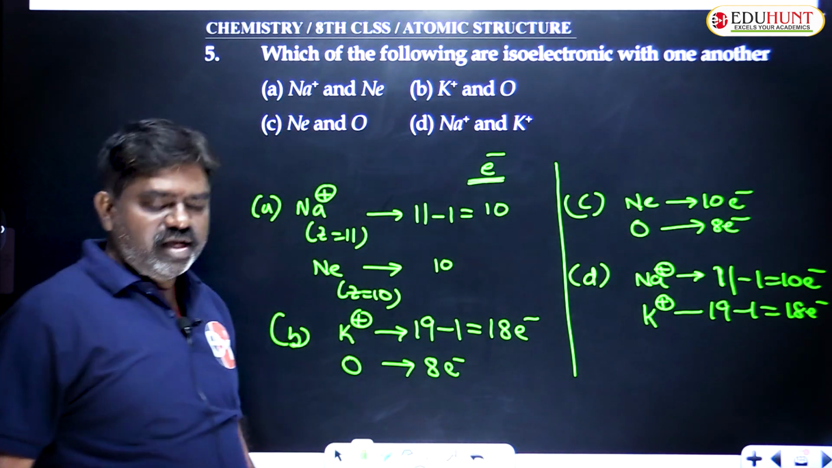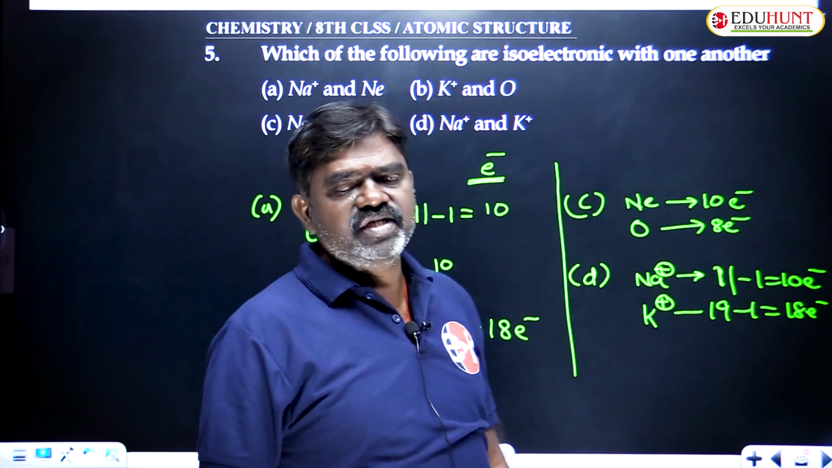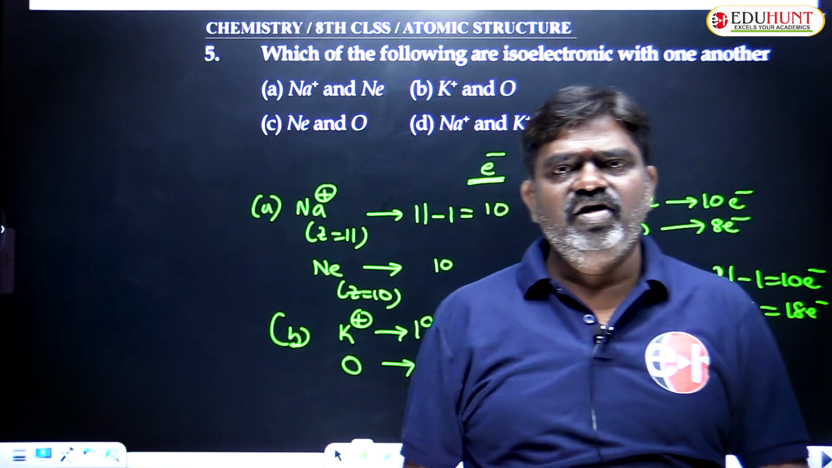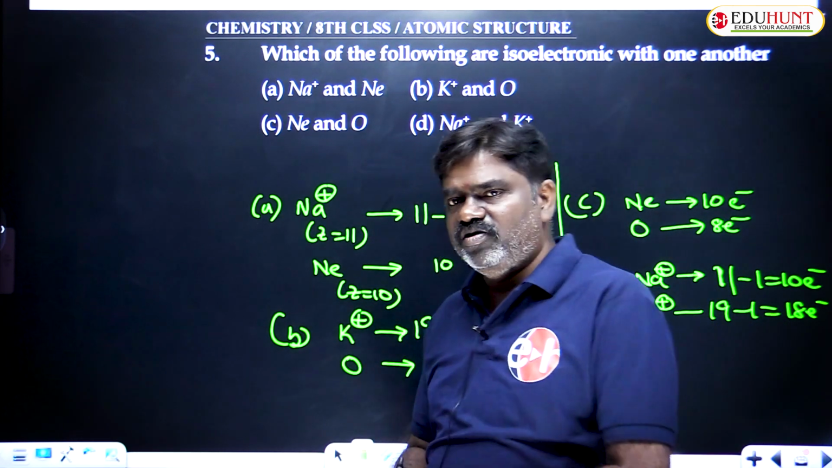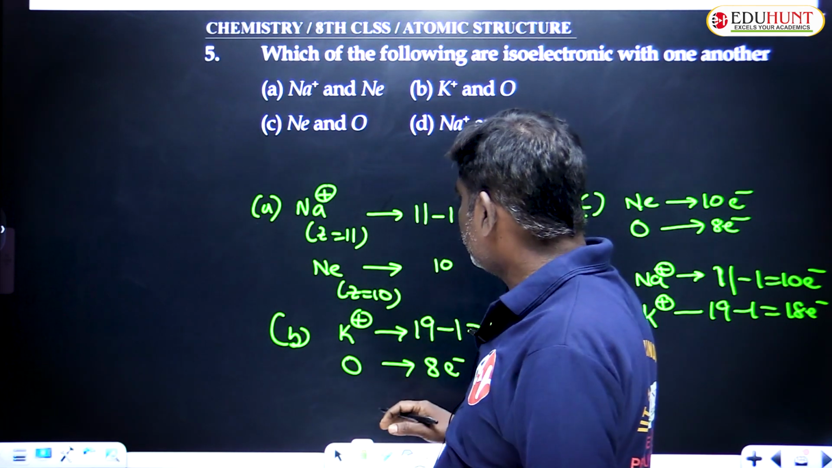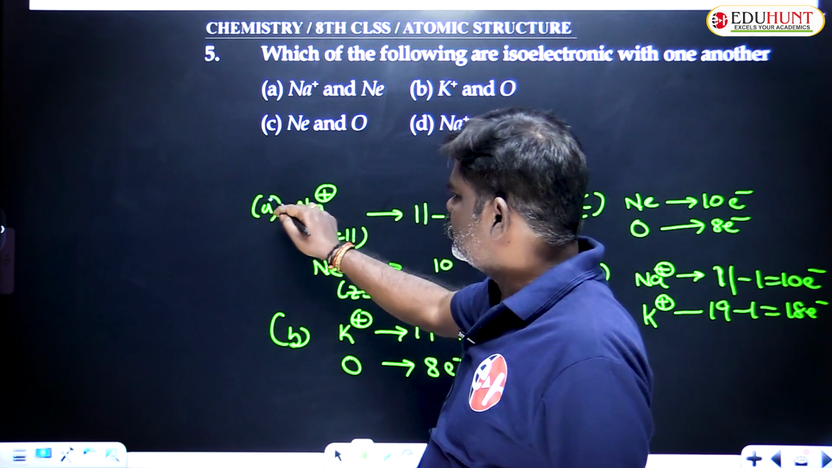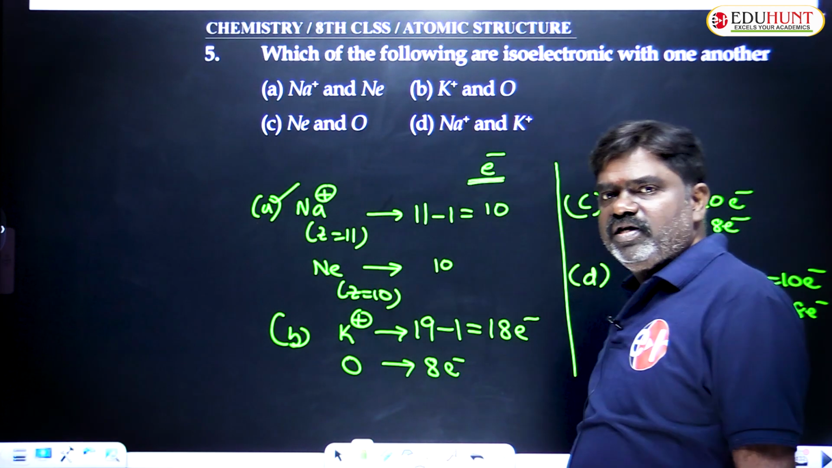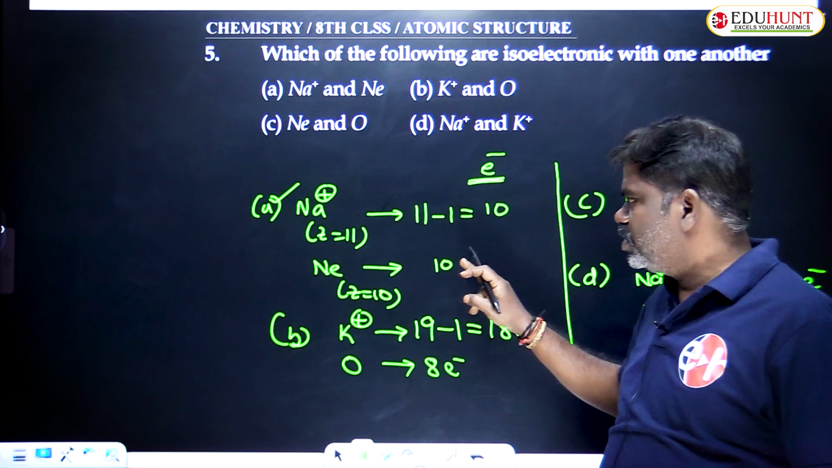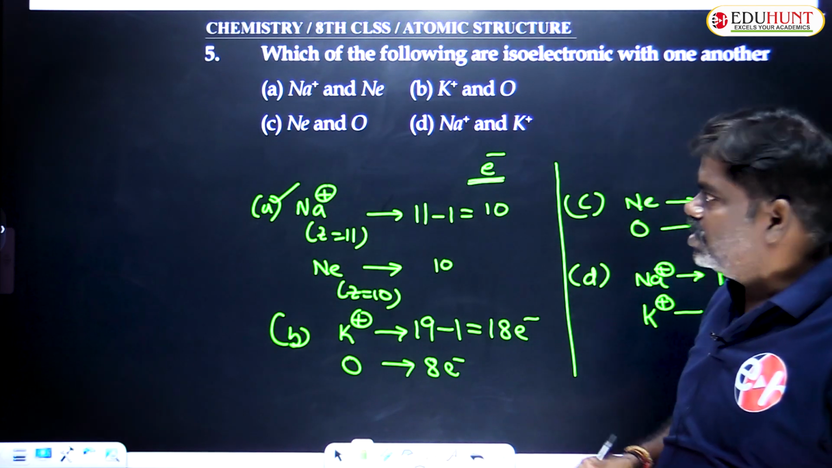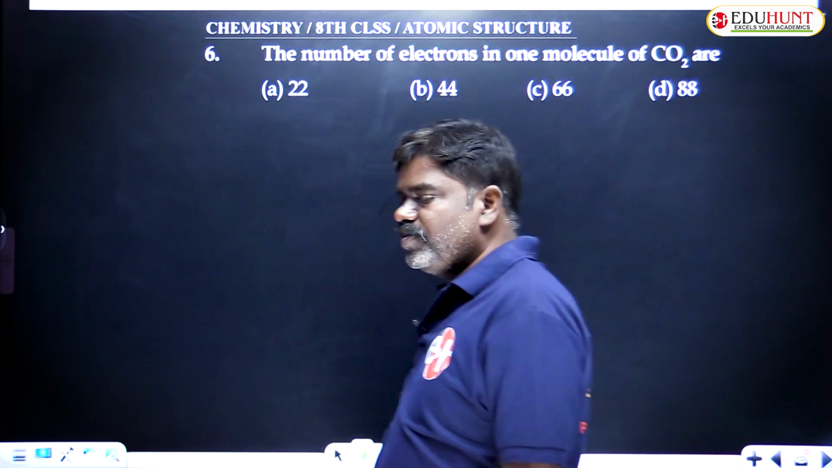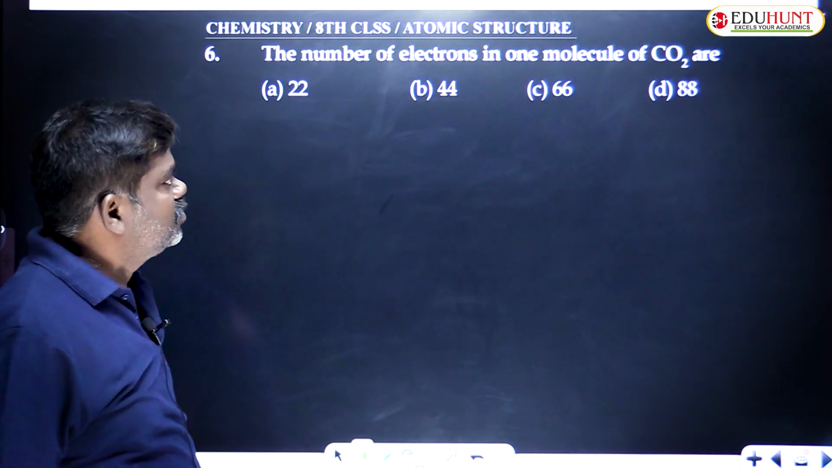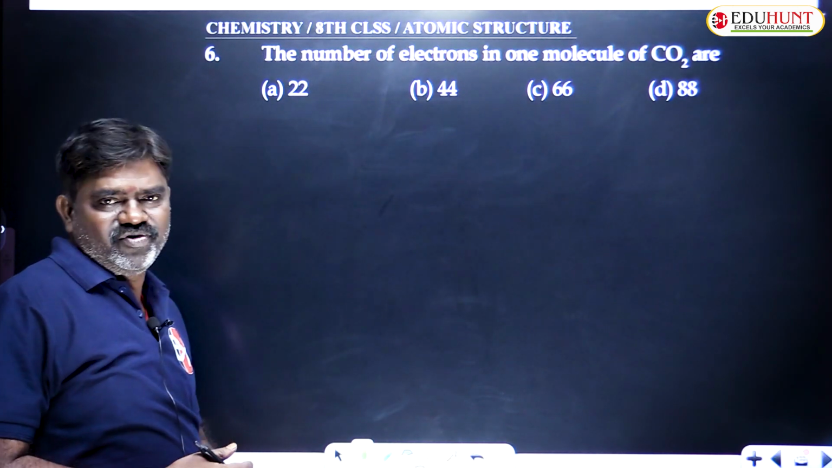The ions or atoms which have the same number of electrons are called isoelectronics. Here, in all options, what are the isoelectronics? It is only A, because Na+ contains 10 electrons and neon also contains 10 electrons. So option A.